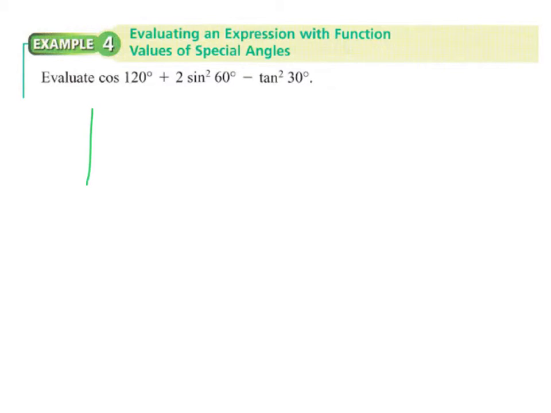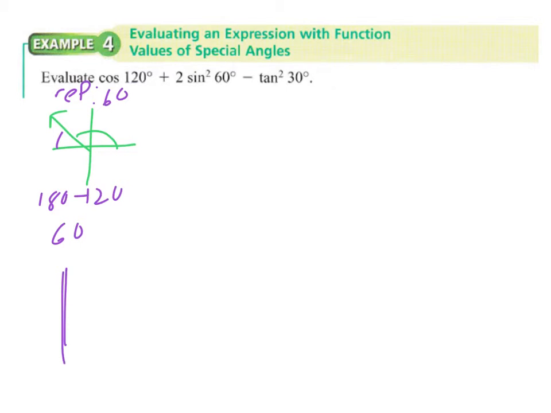I think we've just done that one, actually. But 120 degrees, again, is in the second quadrant. So the question is how much further to get to 180. So 180 minus 120 gives us 60. So the reference angle for the 120 would be 60 degrees. So I'd use my 30, 60, 90 triangle. Again, once you do this a few times, you kind of get used to it.